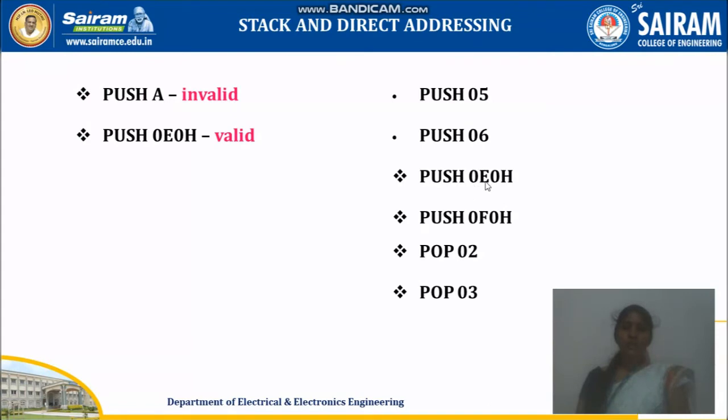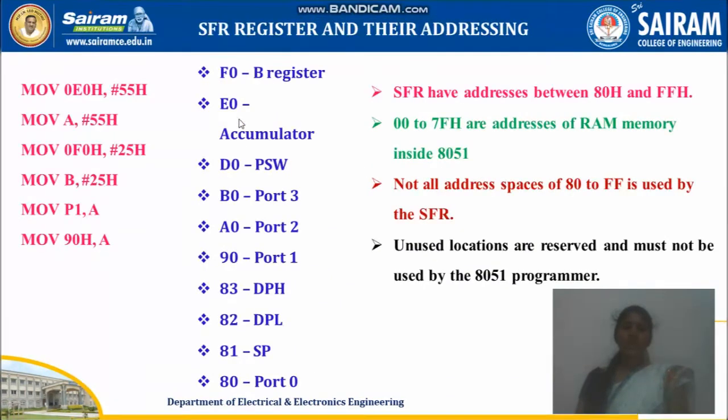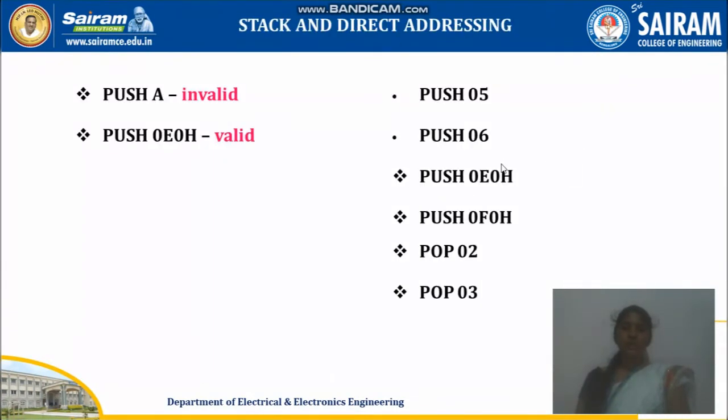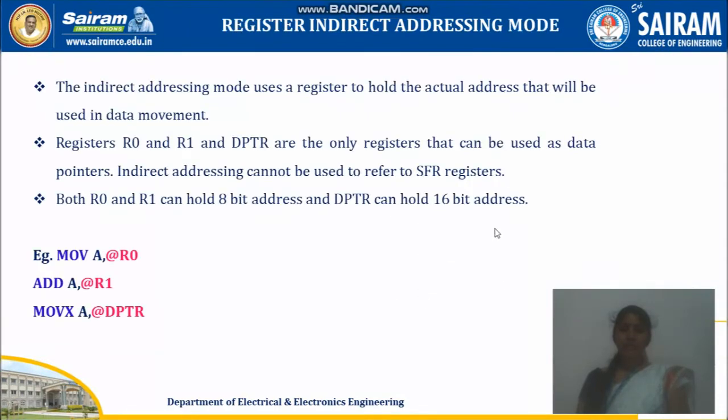PUSH 0E0. What does 0E0 stand for? It is your accumulator address. So you are pushing the accumulator data onto the stack. PUSH 0F0 means you are pushing the B register data. POP 02: you are going to retrieve the R2 register content. POP 03: you are going to retrieve the R3 content from the stack.